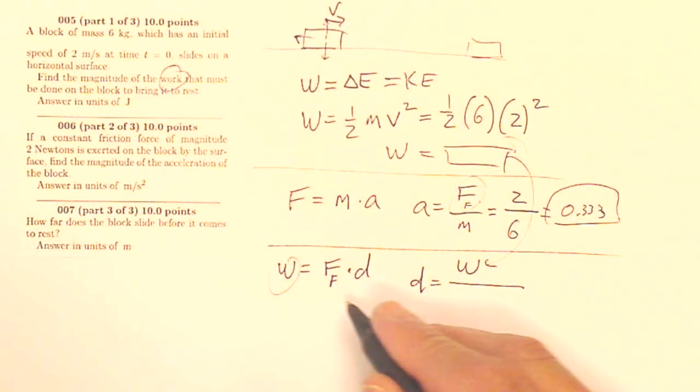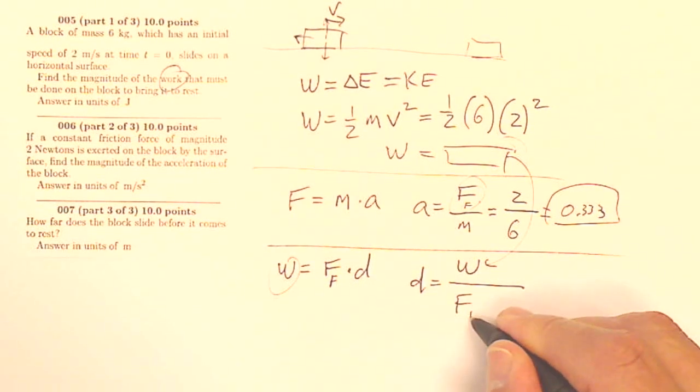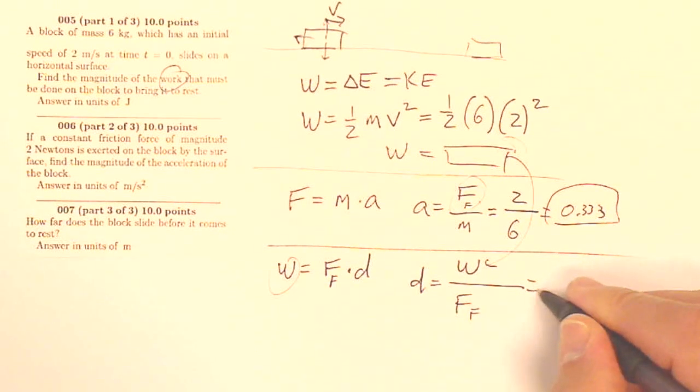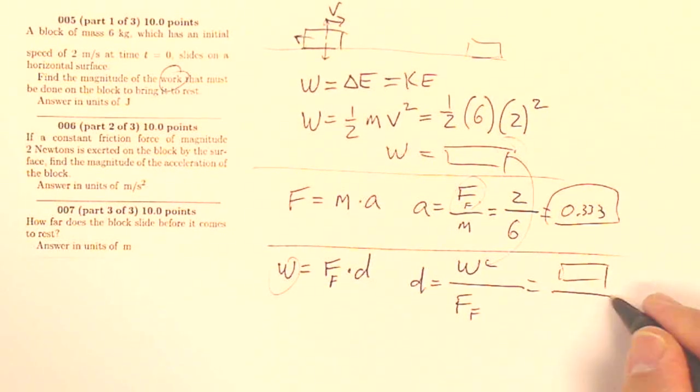divided by my force of friction that they gave me. So I'm going to have some amount of work from up above divided by my force of friction, which for me was 2, and that's going to give me the distance that I need to travel.